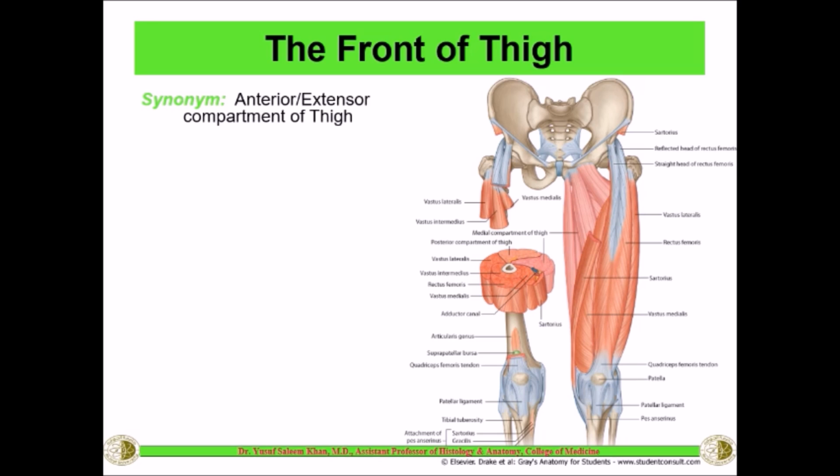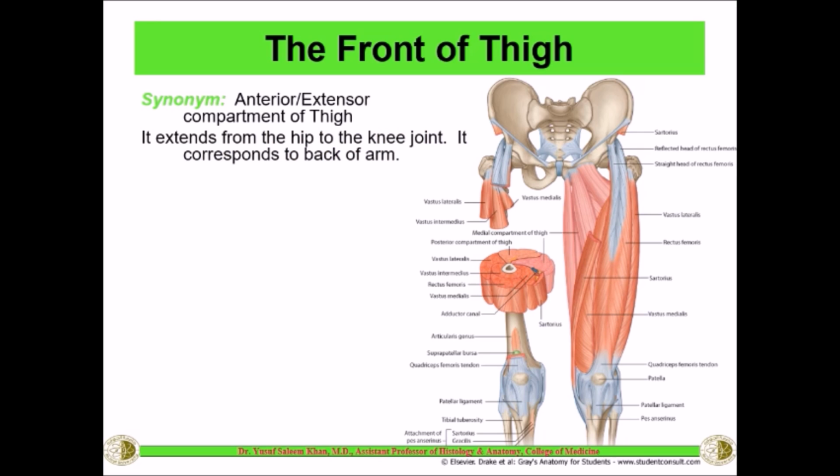Why? This is because during development, the arm has rotated outwards by 90 degrees and the thigh has rotated medially by 90 degrees. So it is totally opposite to that of the upper limb. In the arm, the posterior compartment is the extensor compartment, but in the thigh, which has totally rotated, the posterior compartment has come to the anterior side. So actually the anterior compartment is the extensor compartment in the thigh.